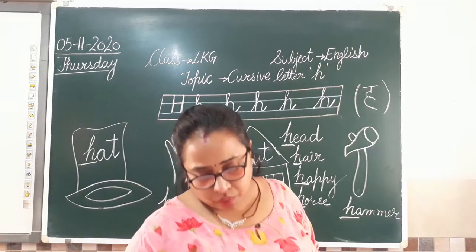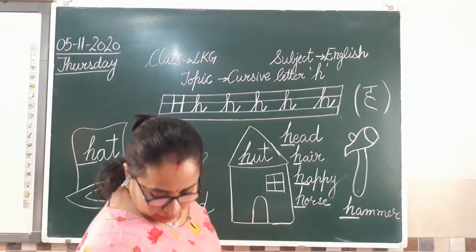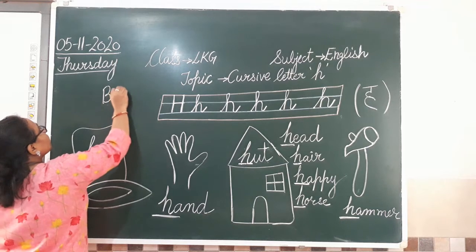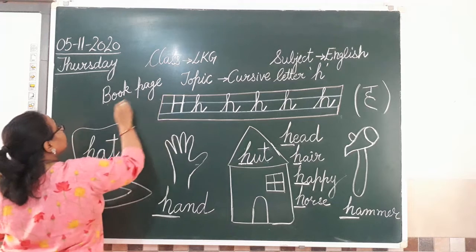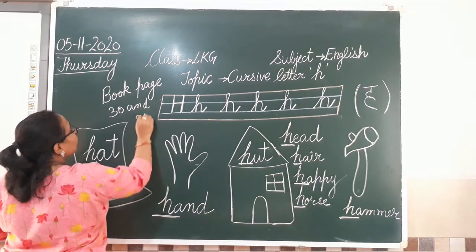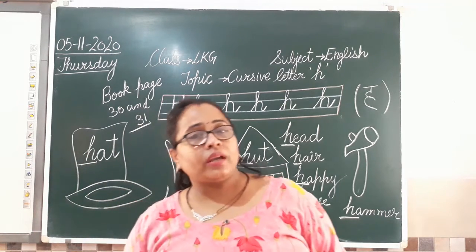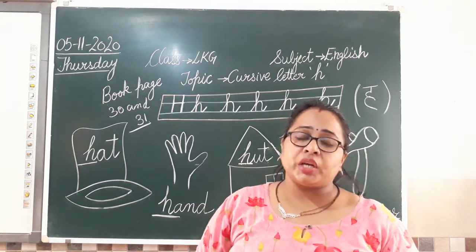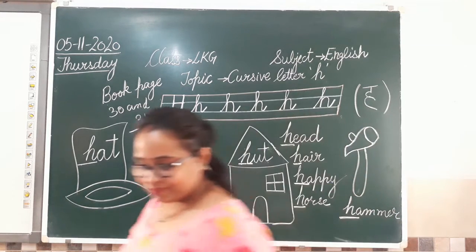Now what is the work we are going to do in book today? In the book you are going to do page number 30 and 31. I'll write it here: book page number 30 and 31. These are the two pages you are going to do as classwork, and homework is that we are going to practice writing cursive alphabet H in the notebook. Let's see how we are going to do that.